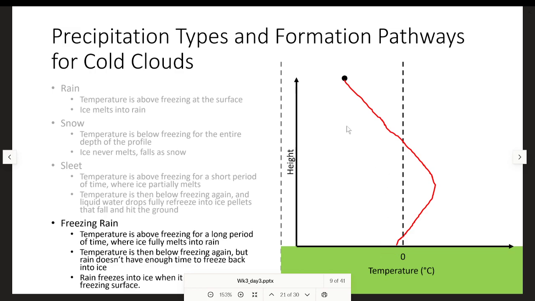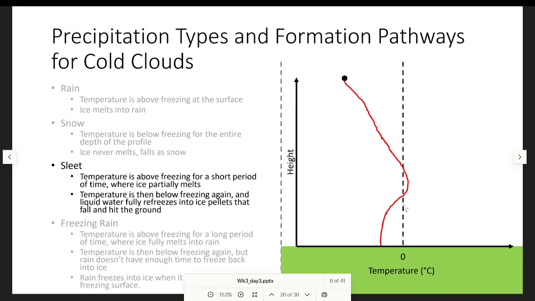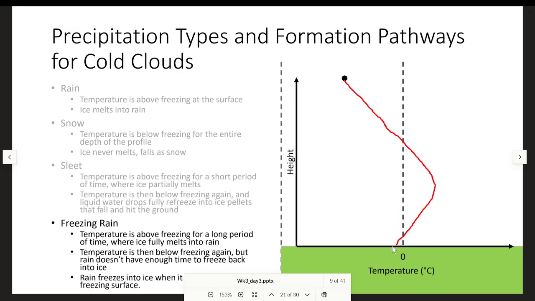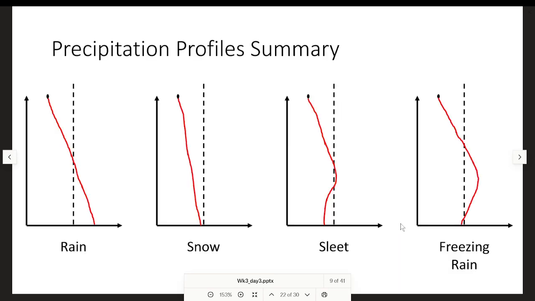Which is very dangerous. It doesn't have time to freeze back into the pellet shape, like it did on the last one. See, that one had a lot of time to refreeze into a little pellet. This one doesn't have time to refreeze until it hits the ground. Great, so here's all of them next to each other.